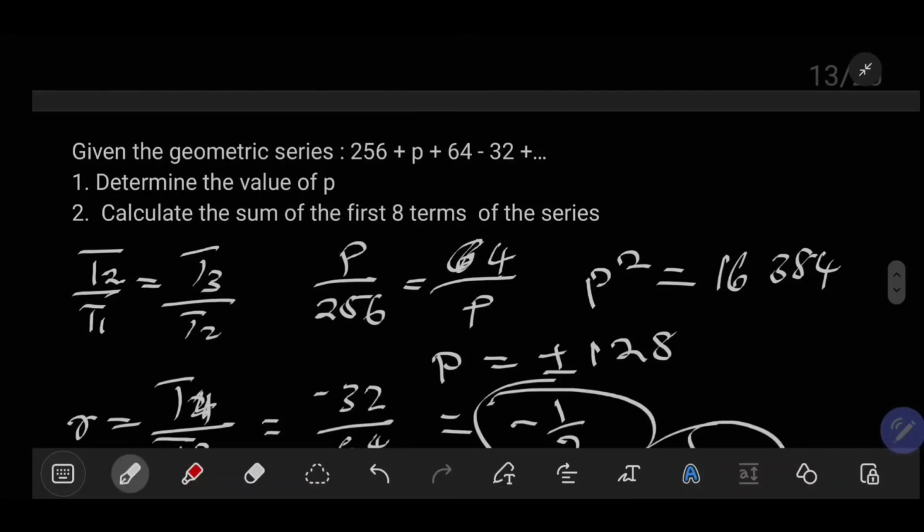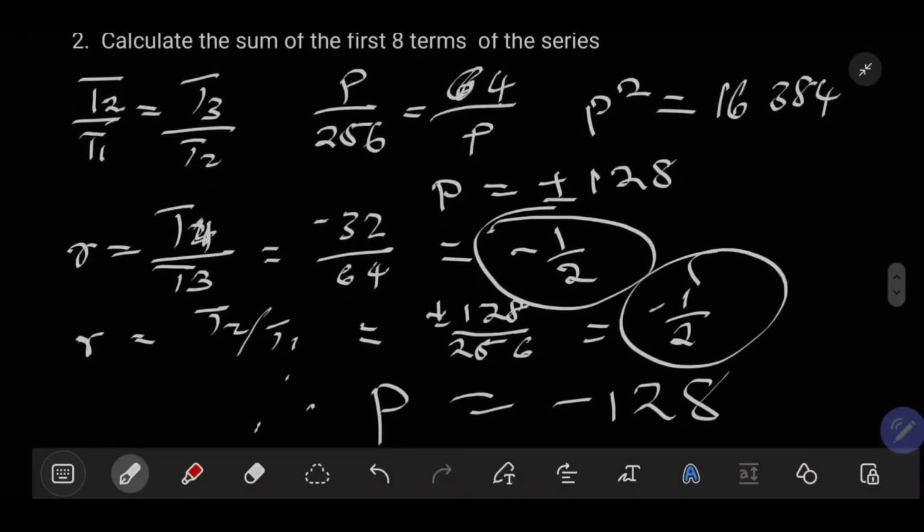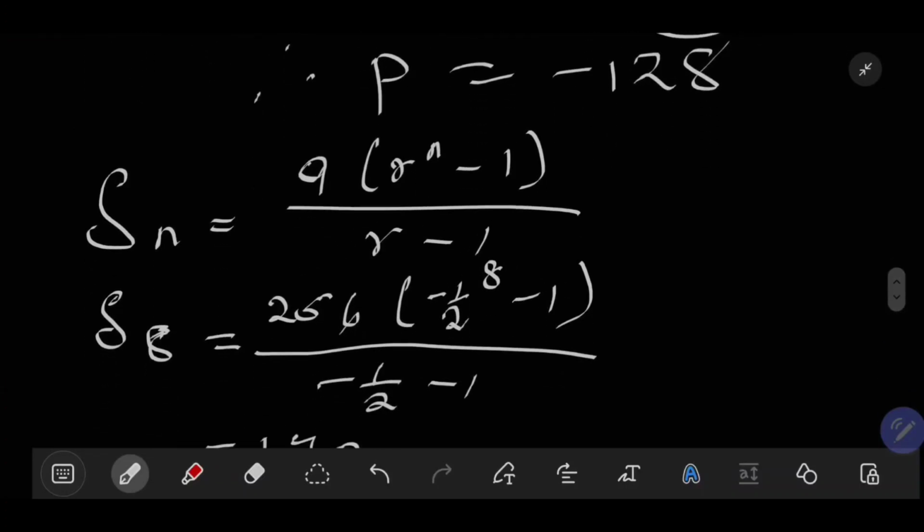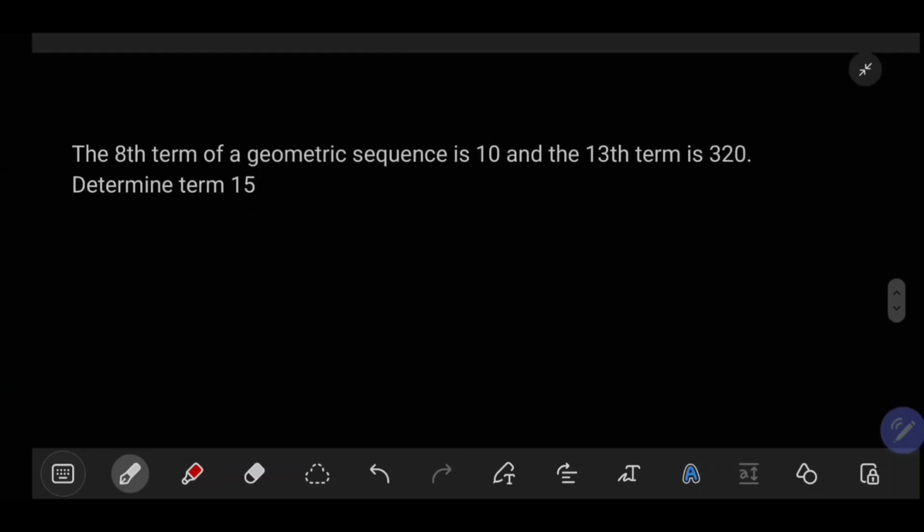Okay, the sum of the first 8 terms is 170. Because you can see they are alternating, this one is positive, this one is negative, this one is positive, this one is negative. So when you add the first 8 terms, it gives you the value of 170. Okay, I hope we are still okay, so that we can check on this example here.